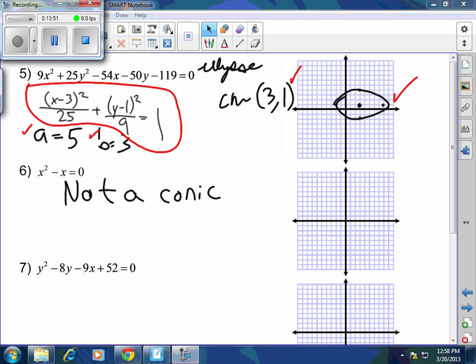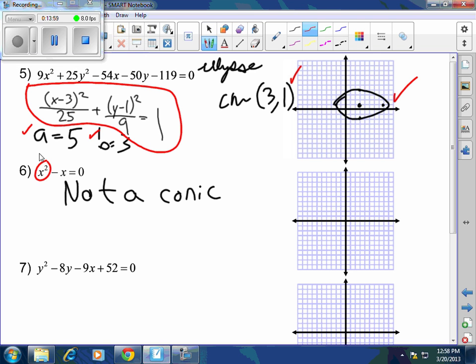This is not a conic section, guys. I'm going to tell you why. You may say to me, but wait, hold on, Moro, but there's an x squared. Yeah, but is there a y? You need a y and an x in order for there to be a conic section. So that would not be a conic. There is no graph for that because it's not a conic section.